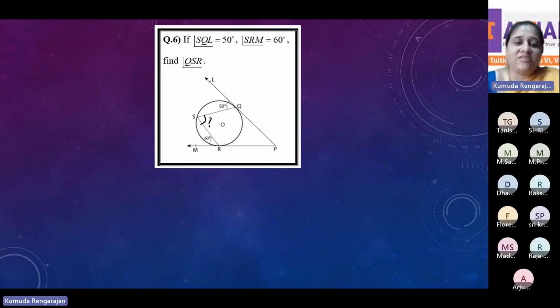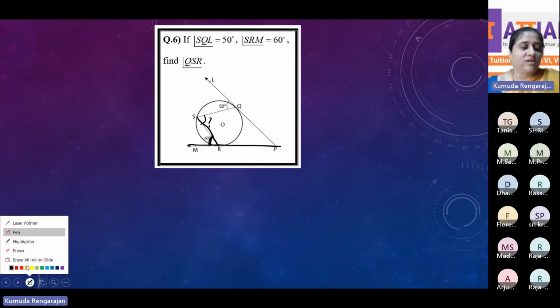Is there any tangent at S or at R? It's there at R, ma'am. Correct. So consider chord SR and the tangent through R. What is the angle between them given? 60 degrees.